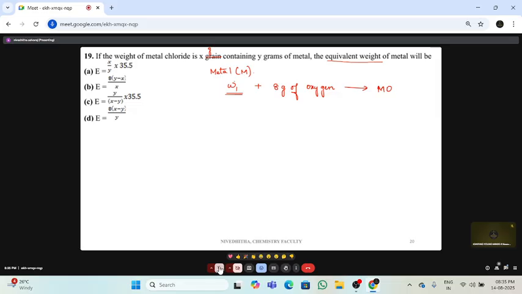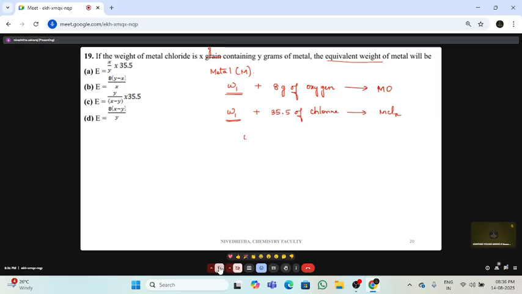of metal. Or the weight of the metal required to react completely with 35.5 gram of chlorine to give some metal chloride. So this W1 is the equivalent weight of the metal. You're getting my point, Kana? Yes, ma'am.